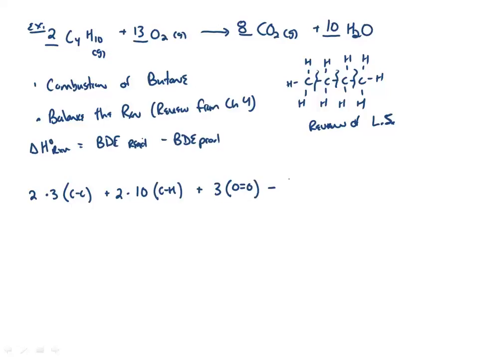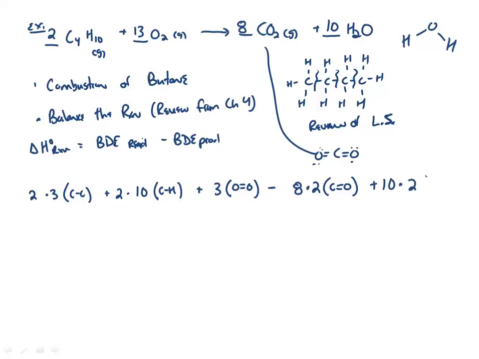And then I can subtract off, and see again, I need to know what CO2 looks like, so we can draw it. It's got double bonds to oxygen. And so I need to make 8 molecules, and each molecule has 2 carbon-oxygen double bonds. And then for the water, to make that, I have to realize that I need to make 10 waters, and each water has 2 oxygen-hydrogen bonds.